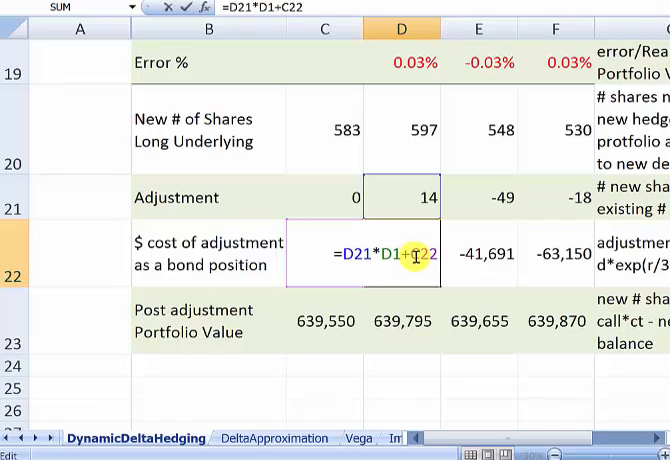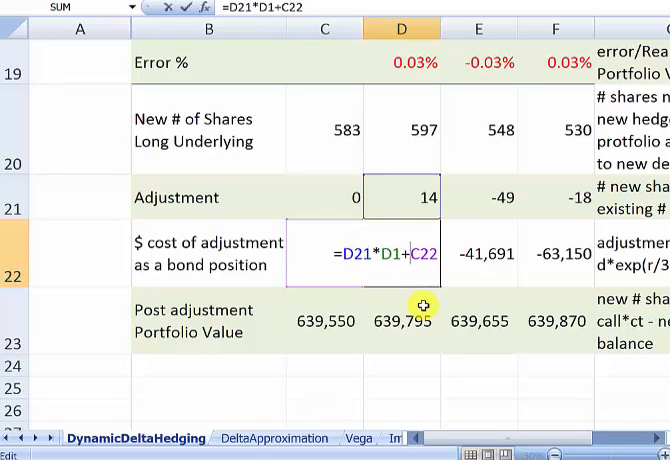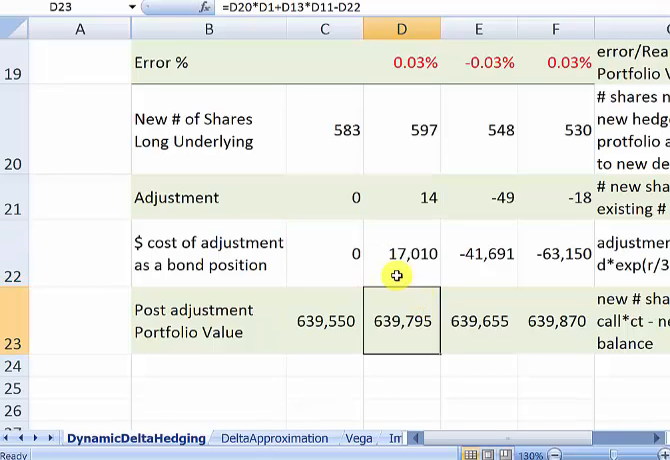And we're talking about the bond position itself. So the first part is the adjustment. The second part is actually carried over from C22, right? The previous balance. It's based on the previous balance plus the new cash flow needed. And that means we need to borrow another $17,010.